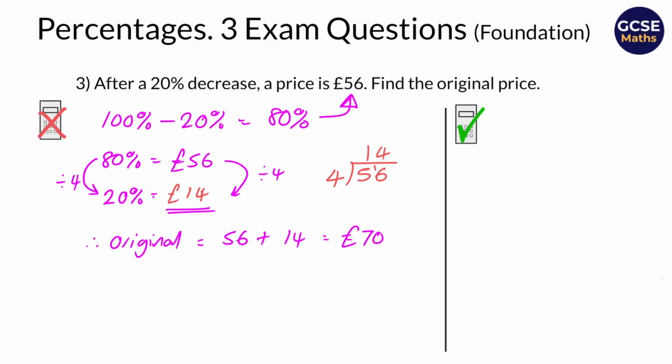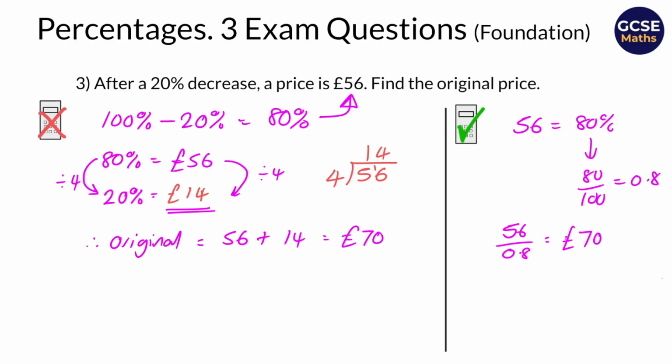Let's have a look how you would do it if you were using a calculator. So we know that the £56 is 80%. We also know that 80% is 80 over 100, and that is 0.8. So all we do now is we take the quantity that we've got and we divide it by 0.8. Put that straight in your calculator and you will get the amount of £70.